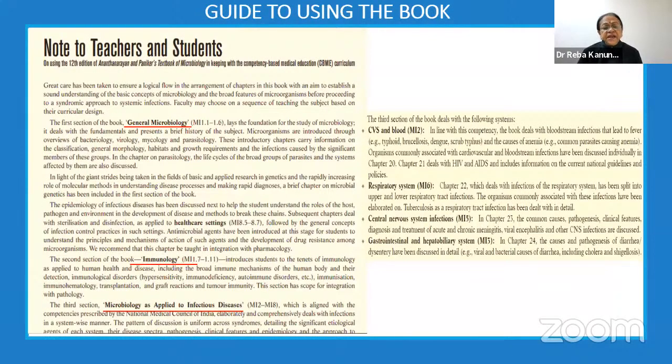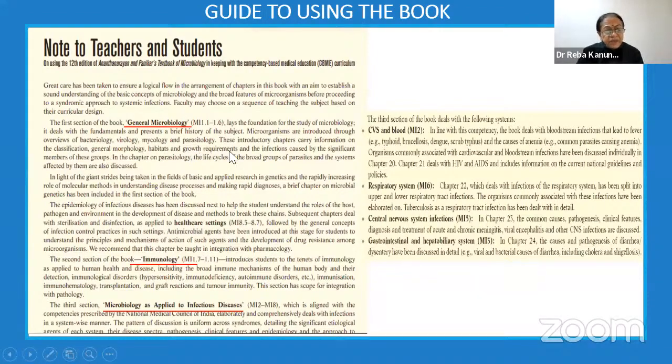Now, the Ananthanarayan and Paniker 12th edition begins with a note to teachers and students on how to make the best use of the book. So we have actually made general microbiology the first section in the book.